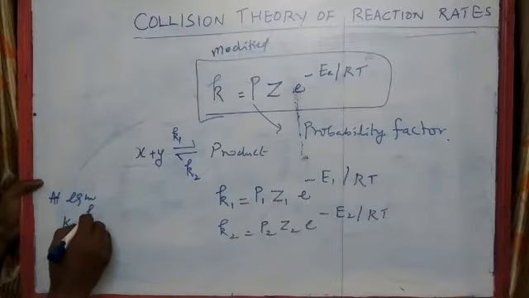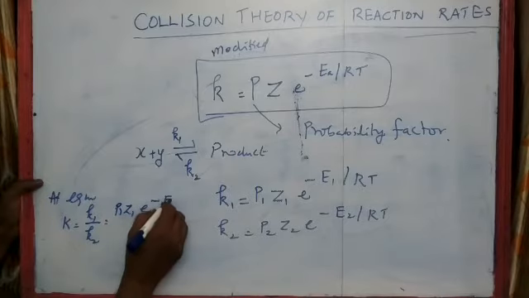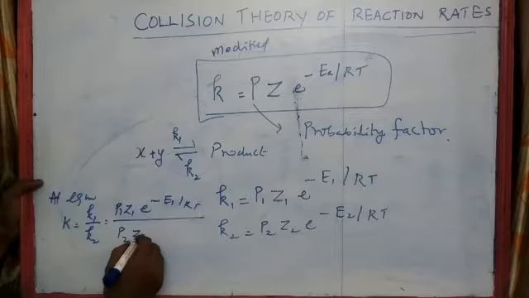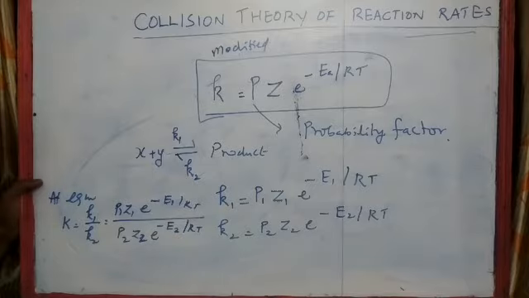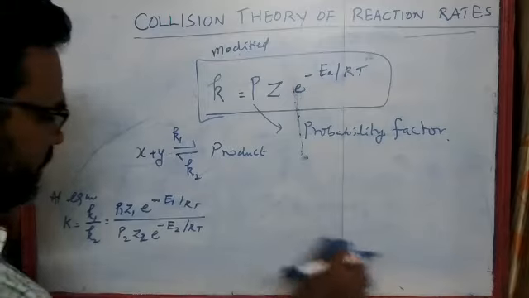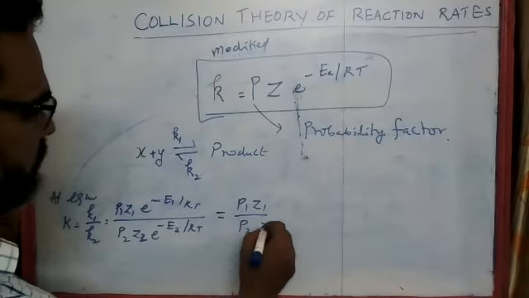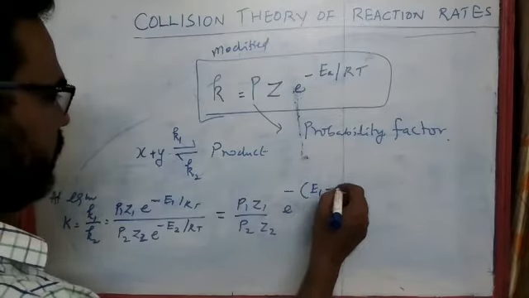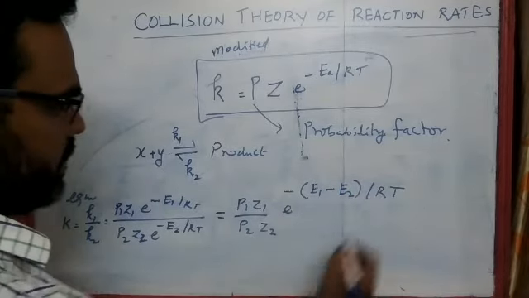capital K is equal to K1 by K2, which is equal to P1 Z1 e power minus E1 by RT divided by P2 Z2 e power minus E2 by RT. So as a result of this, I can write this equation as P1 Z1 by P2 Z2 e power minus (E1 minus E2) whole divided by RT.